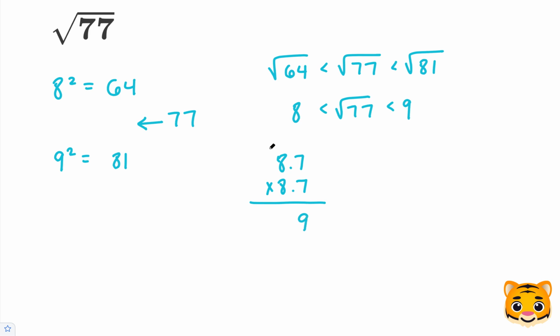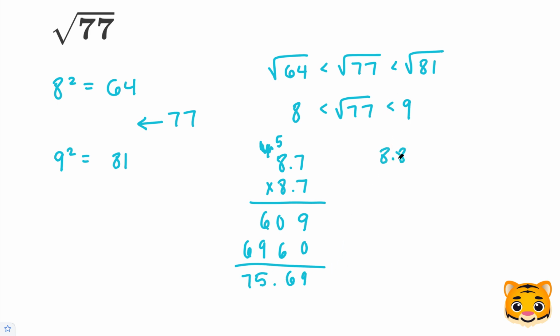7 times 7 is 49, carry the 4. 8 times 7 is 56, plus 4 is 60. Add our 0. 8 times 7 is 56, carry the 5. And then 8 times 8 is 64, plus 5 is 69. So adding these together, we get 75.69, which is close to 77.